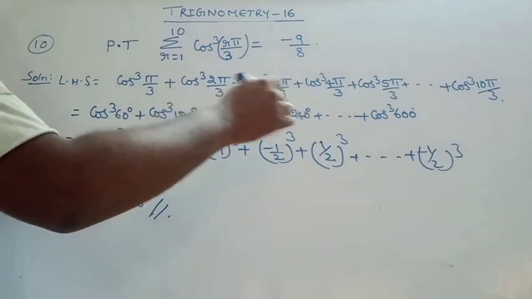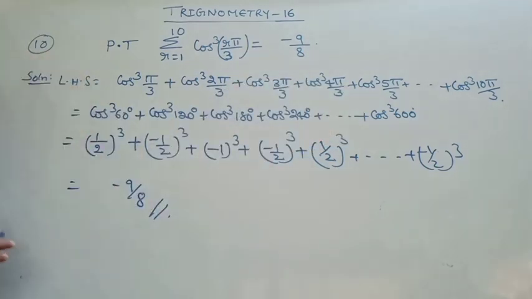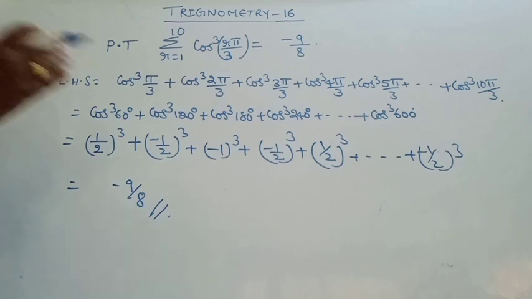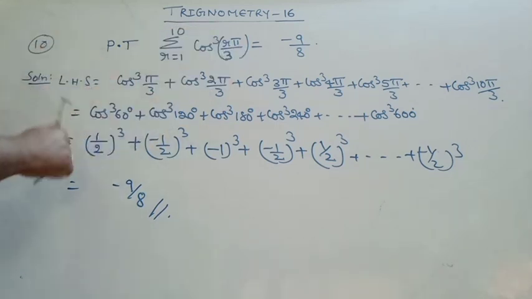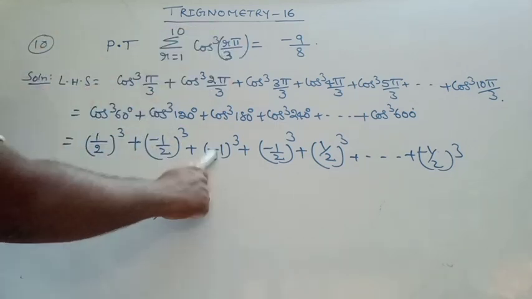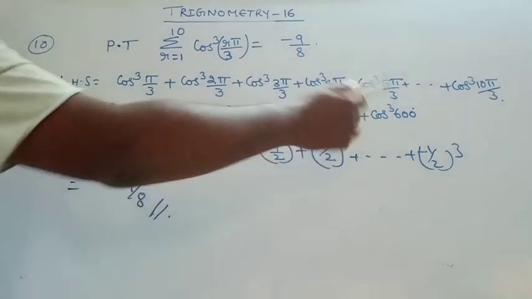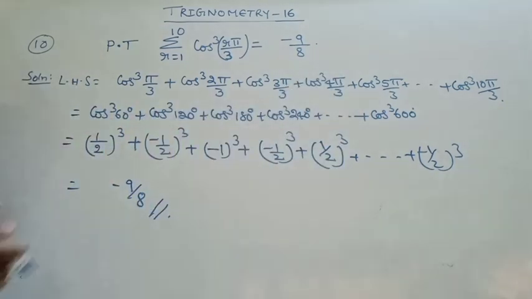Just sum it up, so on, like this. Nothing logical here, just finding the values and summing it up. This becomes 1 by 8 and this is minus 1 by 8, minus 1, minus 1 by 8, plus 1 by 8, minus 1 by 8. You just do that and sum it up, you will end up with that particular answer. I am leaving it as an exercise to you. You have to do that particular one.